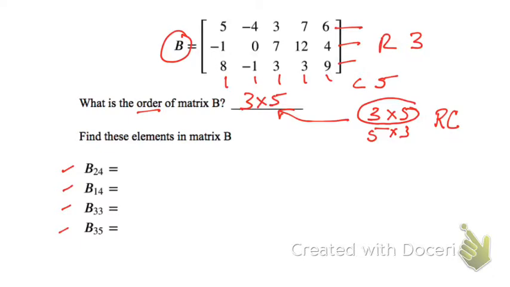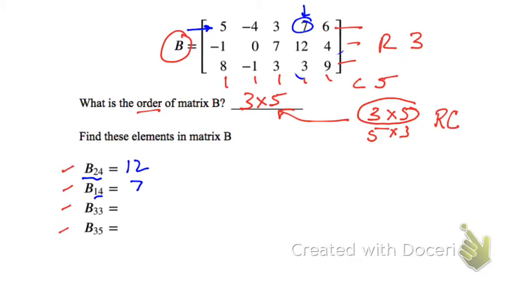Okay, let's see what we got. B sub 2, 4, row 2, column 4. That's the 12. Okay. What else here? 1, 4. So it's in this first row. 1, 2, 3, fourth column. It's a 7.